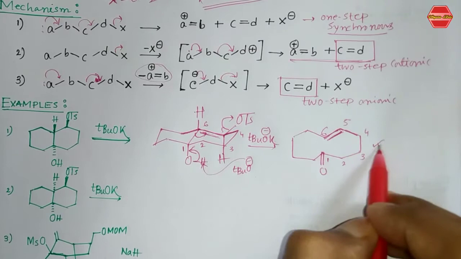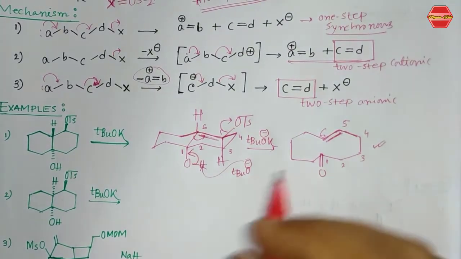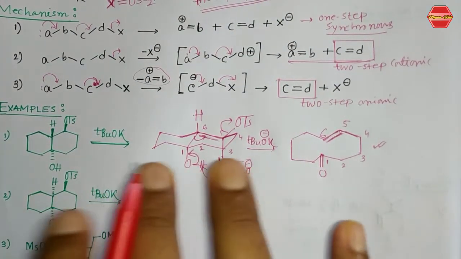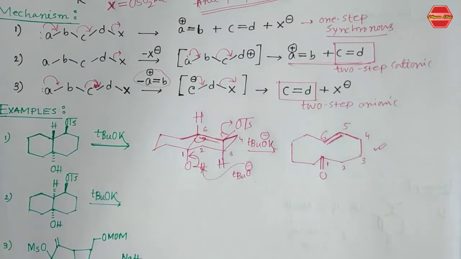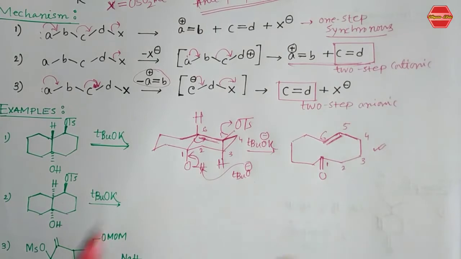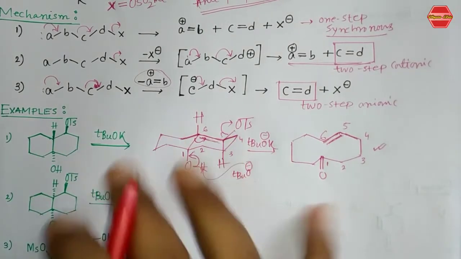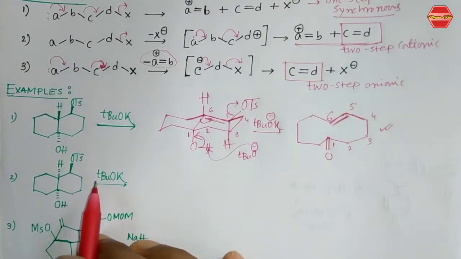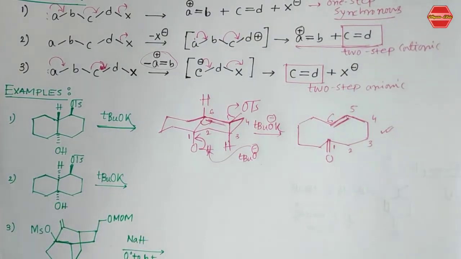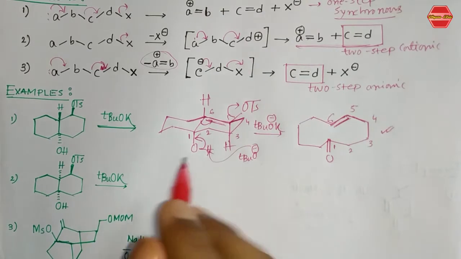So you have to write this product, and I guess this question came in CSIR-NET previously. I didn't remember the exact year. This question is very much important. A similar type of question comes: if we have cis-decalin, then what will be the product and how does this reaction take place? So let's see.